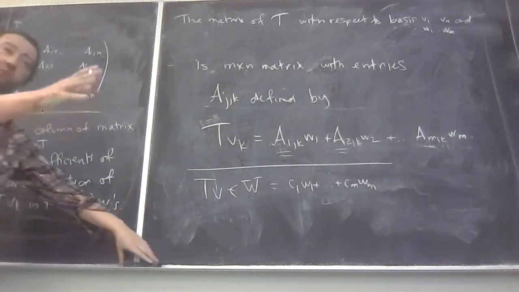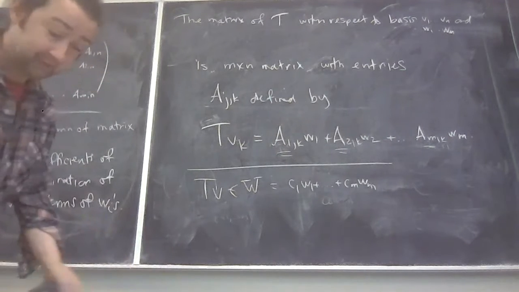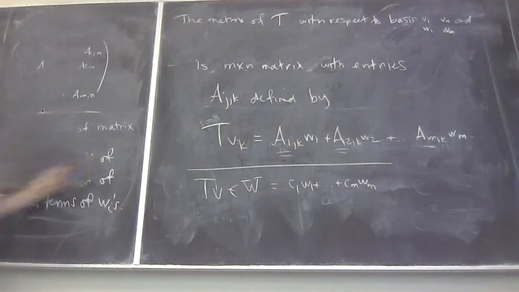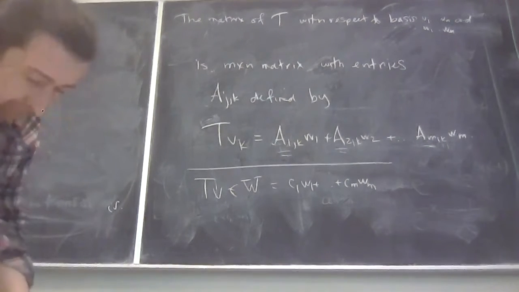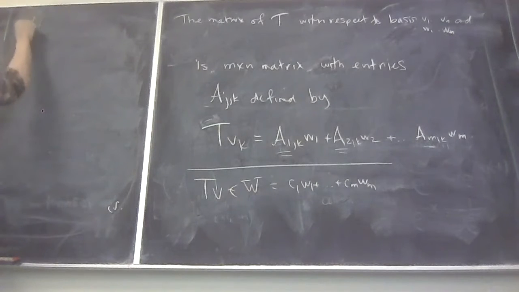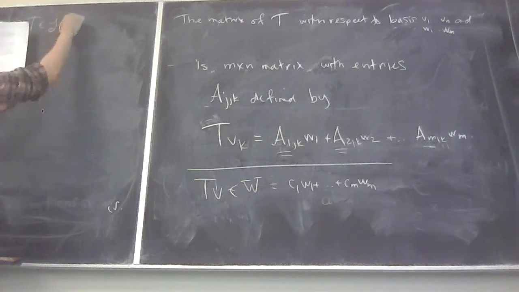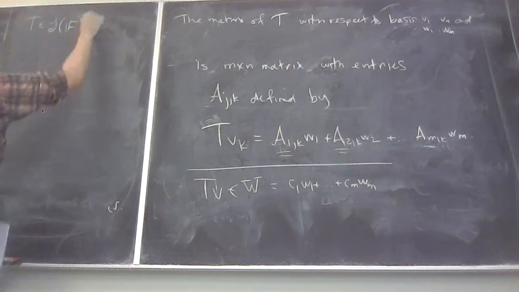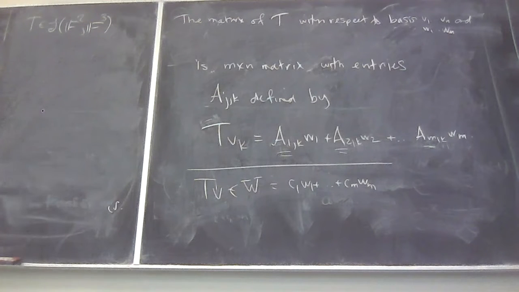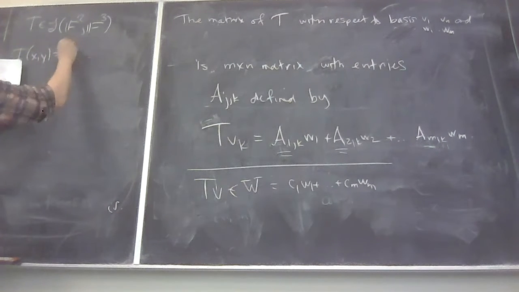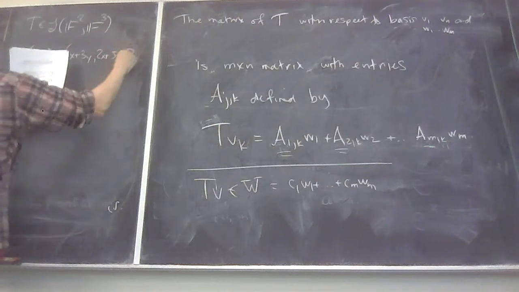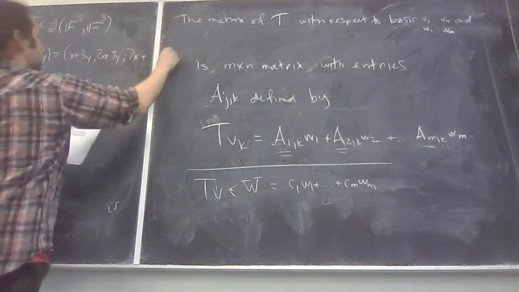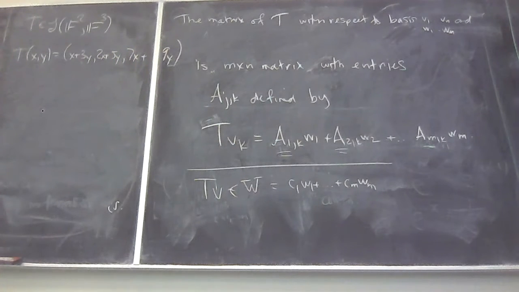Let me do this real quick and hopefully you'll be able to see exactly what's happening here. So we're going to define a map. Here's a map. Let T be in the linear maps that take F2 into F3. And I'm going to give you the rule. T of (x, y) is equal to (x + 3y, 2x + 5y, 7x + 9y). That's a perfectly well-defined map from R2 to R3.